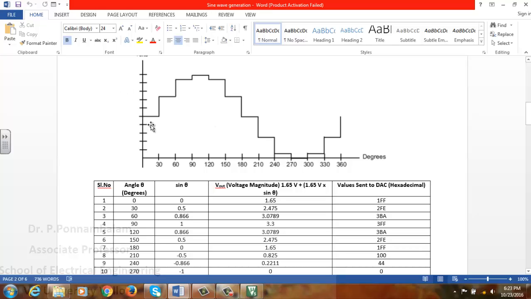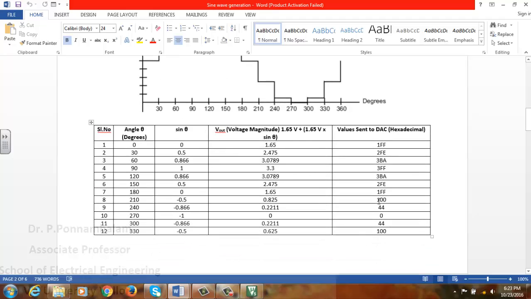As far as this particular sine wave is concerned, as I've already told you, first we need to sample for 0 degree. Sine zero is zero, and as I've already told you, we are going to assume 3.3 volt as the maximum voltage. So 1.65 will be the half of this sine wave. 1.65 is going to be the zero line, and its equivalent hexadecimal value that we are going to put is 1FF.